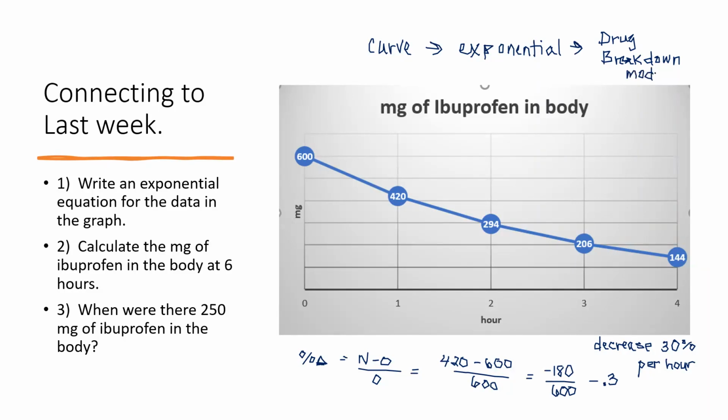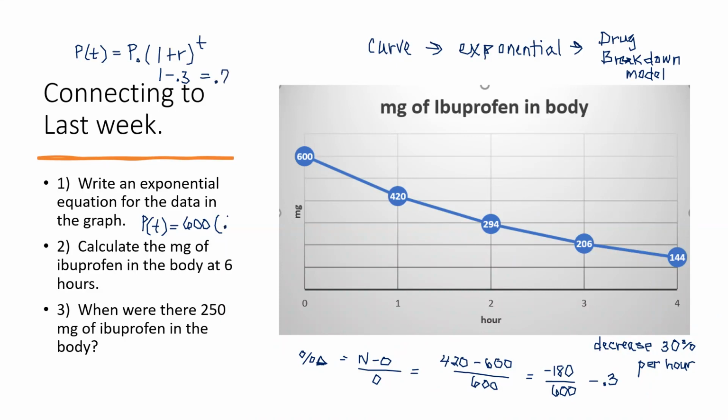In my notes, and the notes that I will get to use on my quiz, I have the drug breakdown model: starting amount times 1 plus r to the t power. Plugging all my numbers in, I have a starting amount of 600, because that's when the time was 0. I'm reading that from the graph. In the parentheses, I know that my rate is a negative 0.3, so I'm doing 1 minus 0.3. If I do that on my calculator, that gives me 0.7.